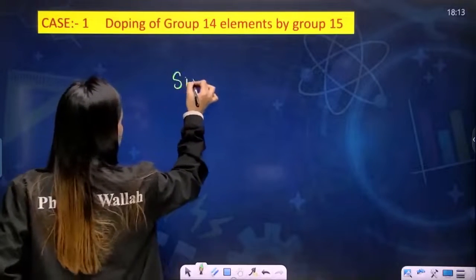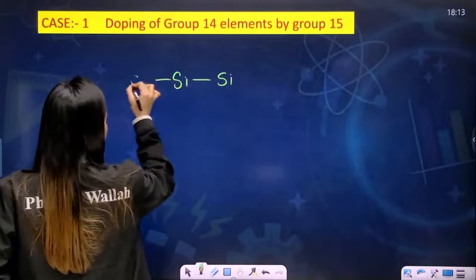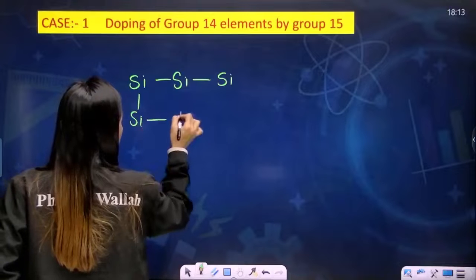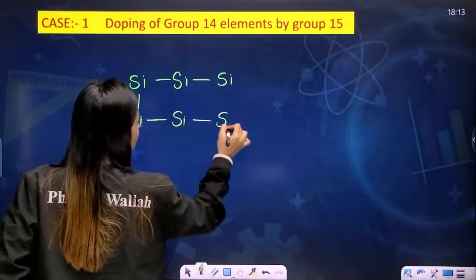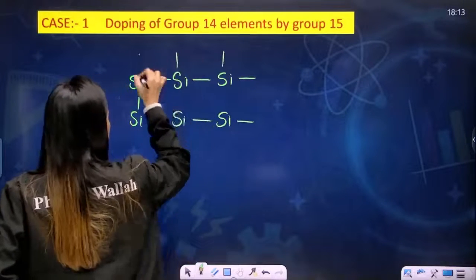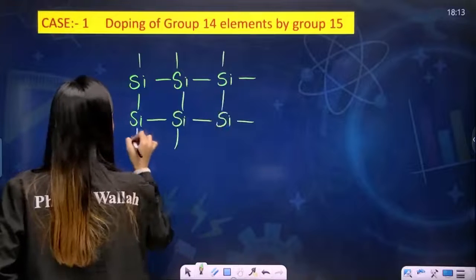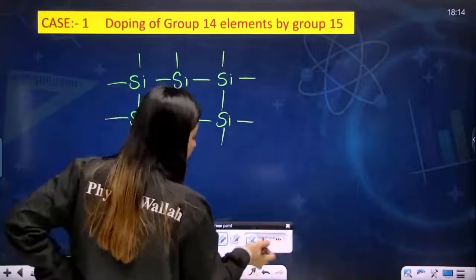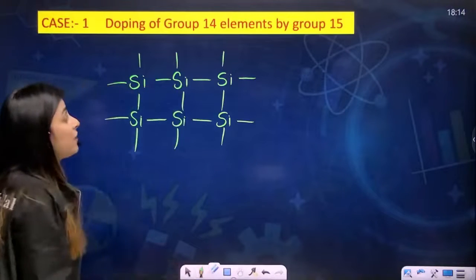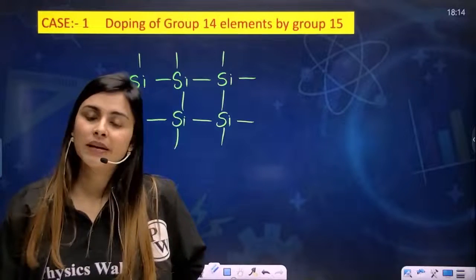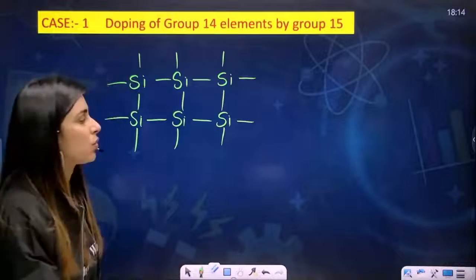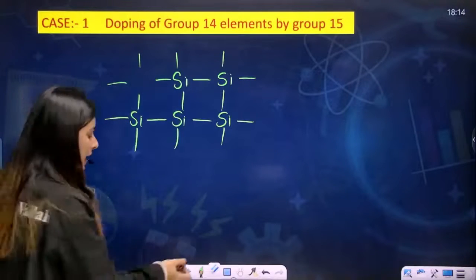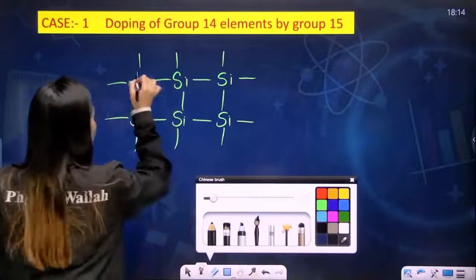You had this semiconductor. Okay, now what happened is, we are doping it with a group 15 element. Let's say we are doping it with arsenic. Okay, so now what I did is, I removed one silicon and I added an arsenic to it, As.